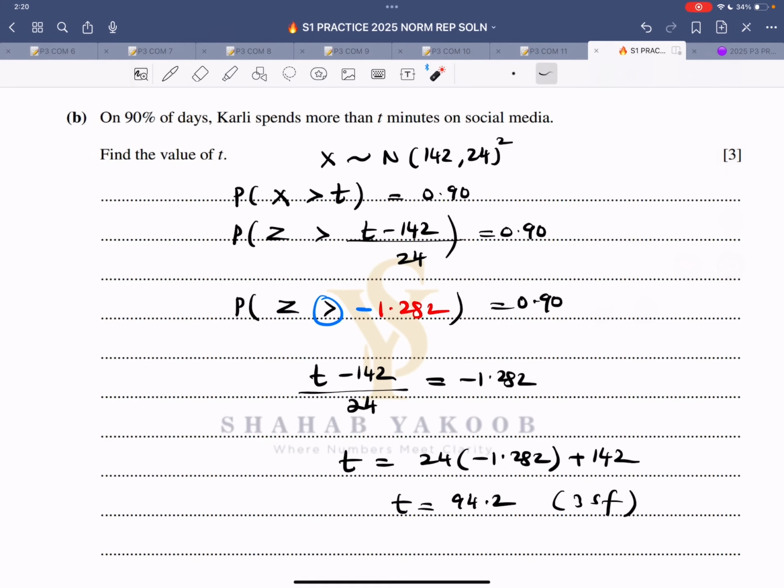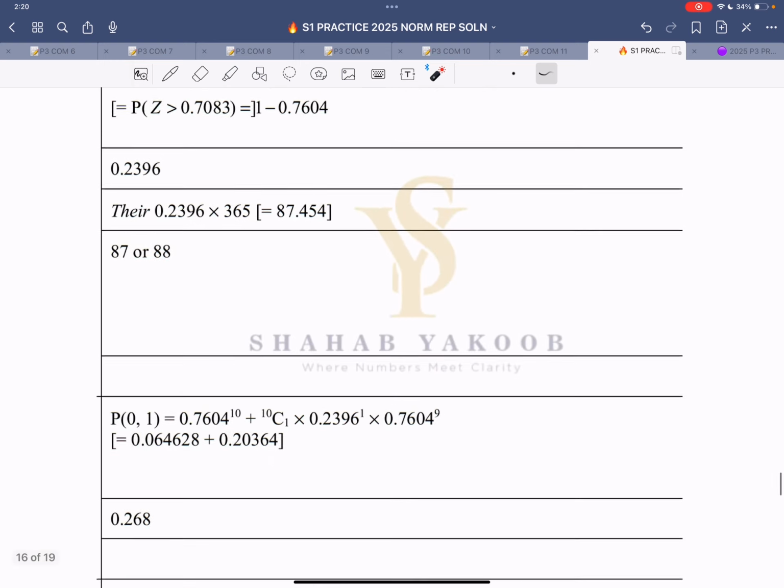So now probability Z greater than 1.282, with a negative sign because there is a greater than. Simplify, we get 94.2, correct to 3 significant figures. That is the mark scheme.